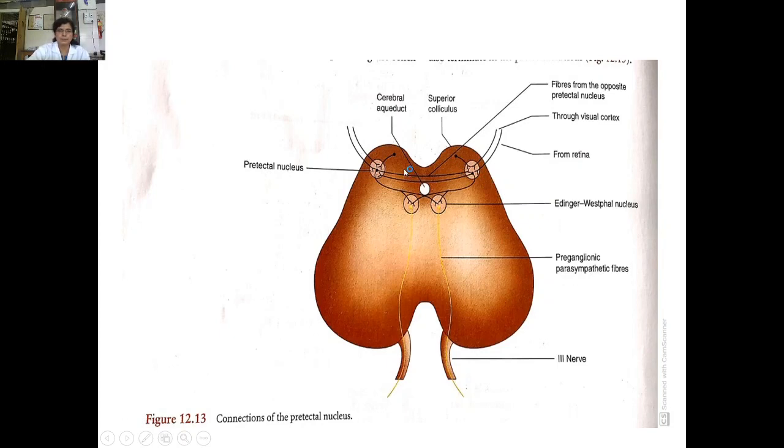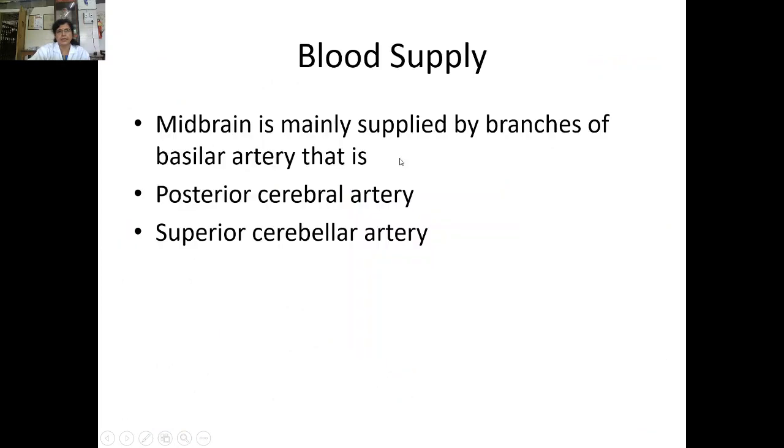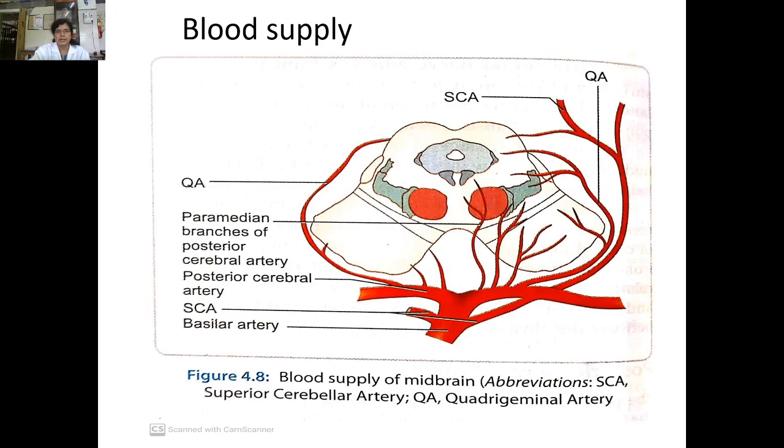So this is about the transverse section of the midbrain at the level of the superior colliculus. Now we will see the blood supply of the midbrain. The midbrain is mainly supplied by branches of the basilar artery. In this diagram you can see the basilar artery and its branches, the superior cerebellar artery and the posterior cerebral artery.